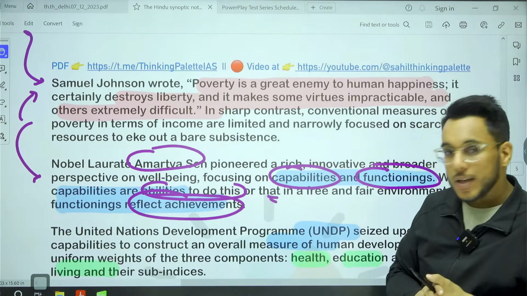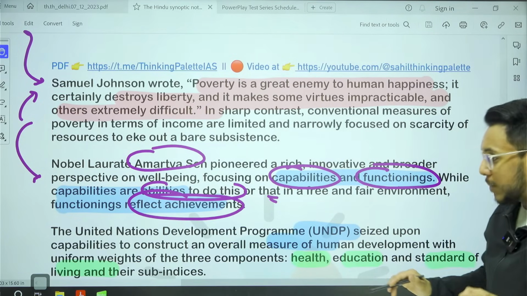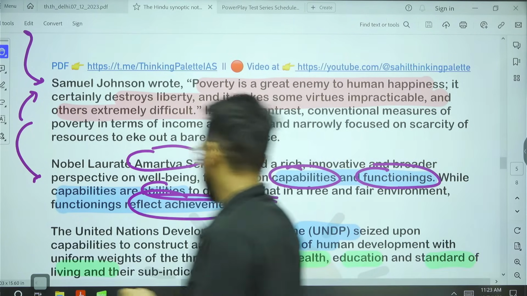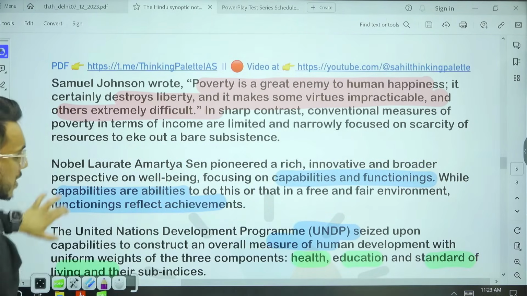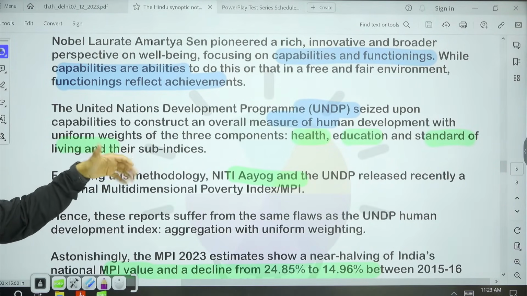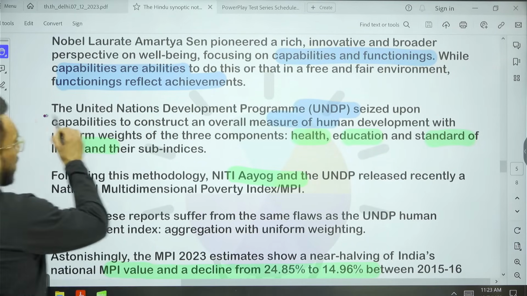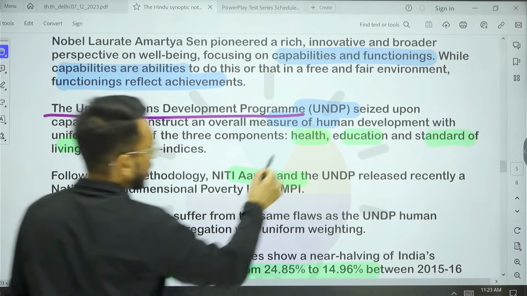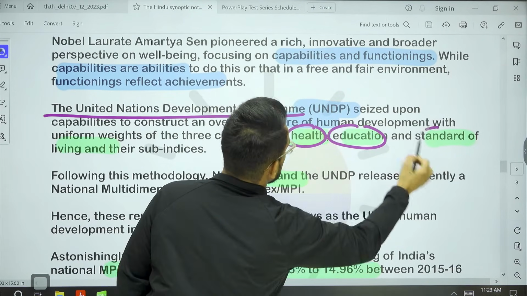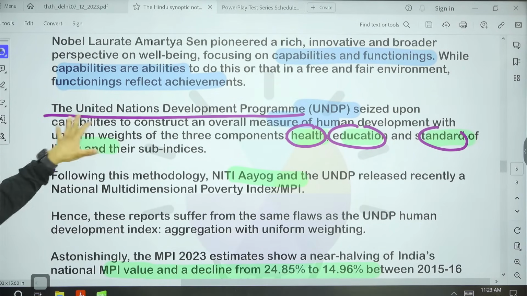Now, the United Nations Development Programme has come out with a measure called the multidimensional poverty index. In it, they say that we are tracking the well-being of humans. They measure well-being on three parameters: health, education, and standard of living. Within these there are sub-indices, but these are the three indices, and all three have been given 1/3, 1/3, 1/3 weightage.